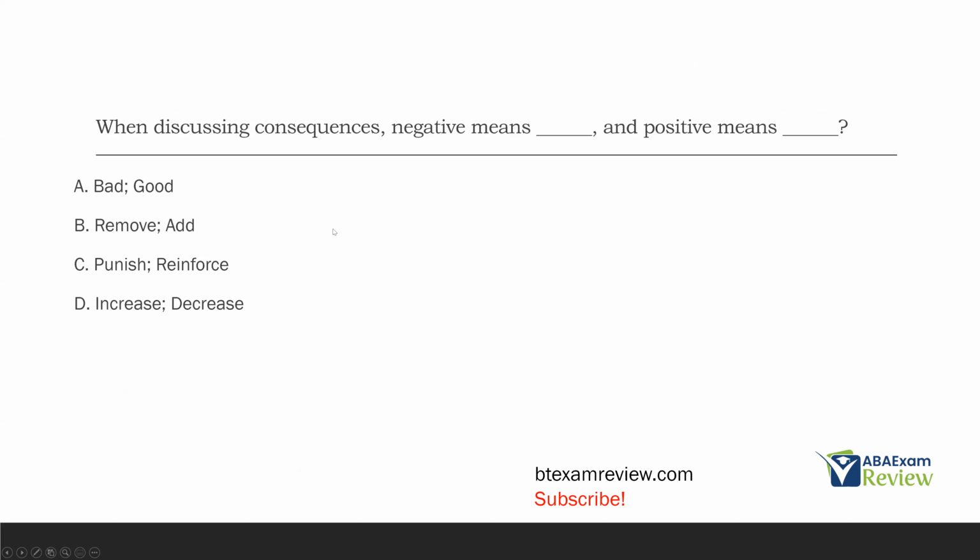When discussing consequences, negative means blank and positive means blank. Pretty straightforward, right? We know negative and positive when you're first learning can cause people trouble because especially negative is used often very differently in ABA. What does negative mean in ABA when we're talking punishment and reinforcement? Well, negative, of course, means remove. It doesn't mean bad. It doesn't mean punish. And it doesn't mean increase.